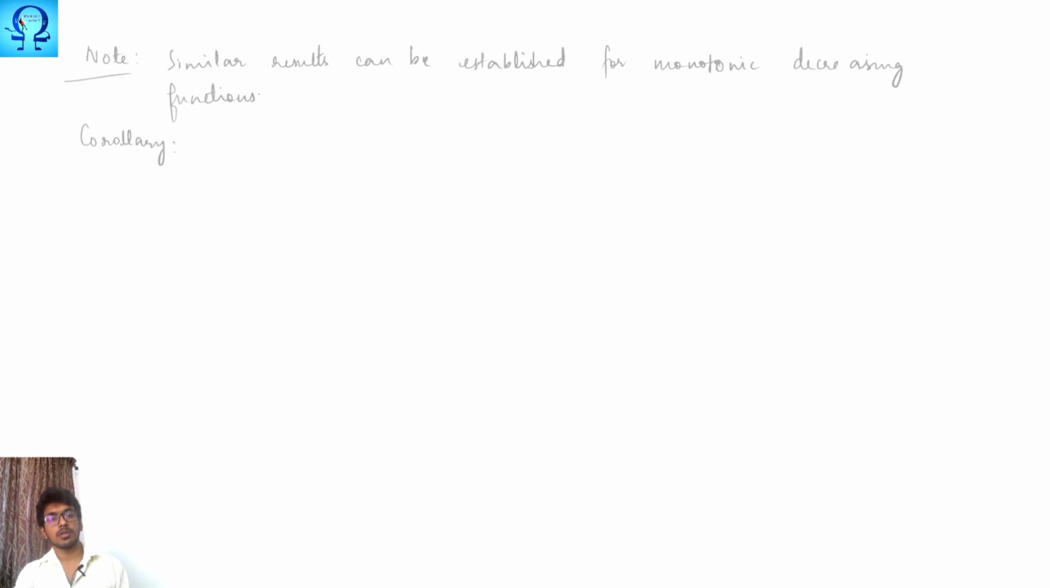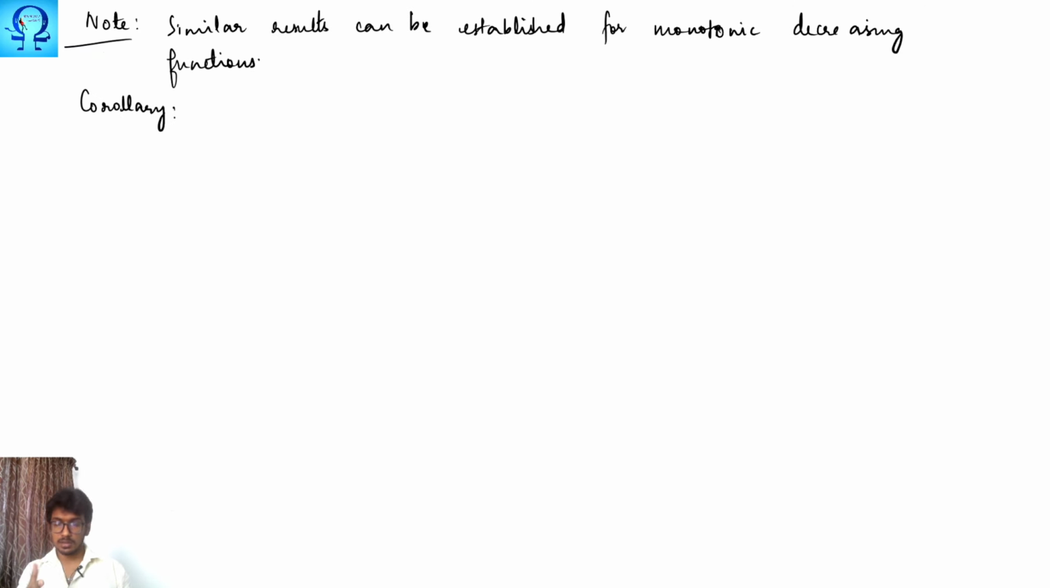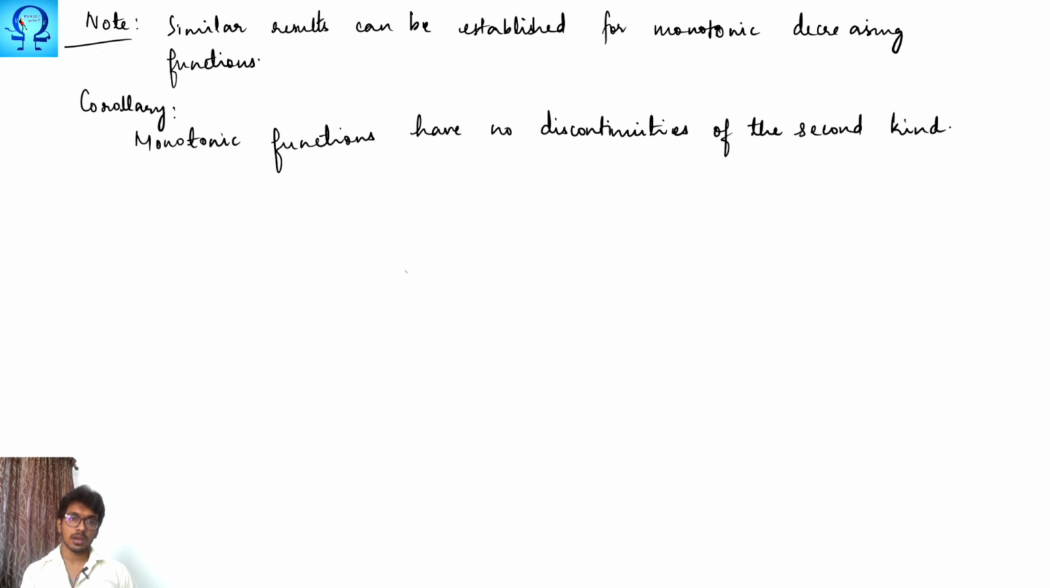The theorem has been proved for monotonically increasing functions. Similar results can be established for monotonically decreasing functions as well. The corollary to the theorem tells you that monotonic functions have no discontinuities of the second kind. What do we mean by discontinuities of the second kind? That is the mixed discontinuities. On one side the limit does not exist, whereas on the other side it exists. Such kind of discontinuity is not permitted in monotonic functions.